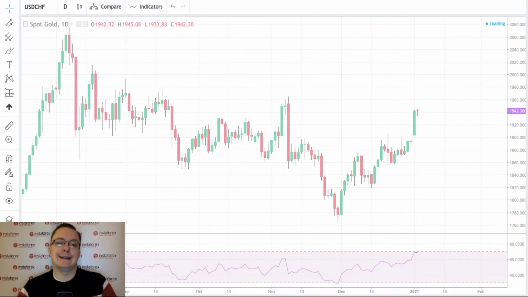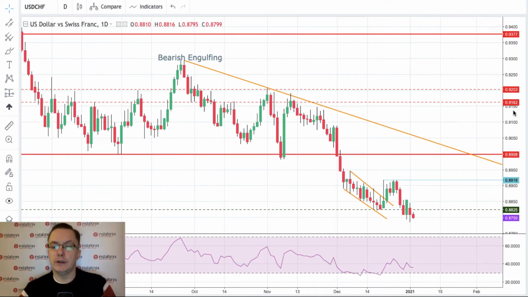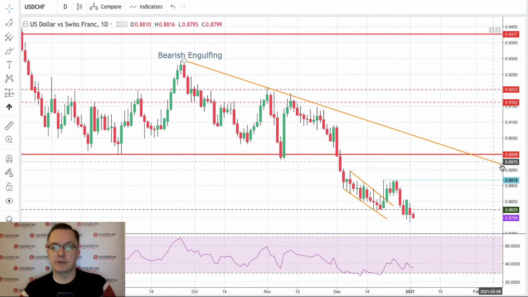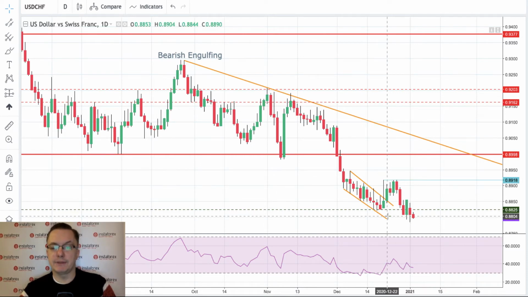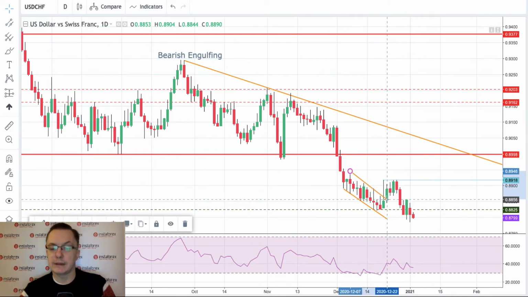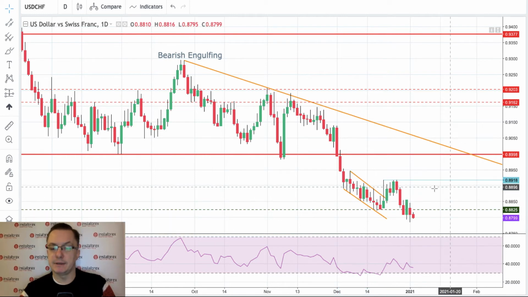USD and Swiss franc. What is going on here? Well, downtrend continued, right? It's clear and obvious the downtrend is being continued. We made another lower low, swing lower low, 8,784 pips. So we are below this level of 8,825. Not very good for bulls at all.